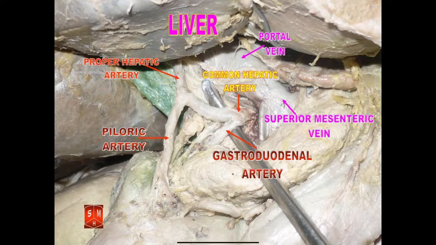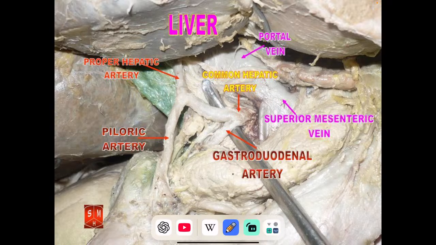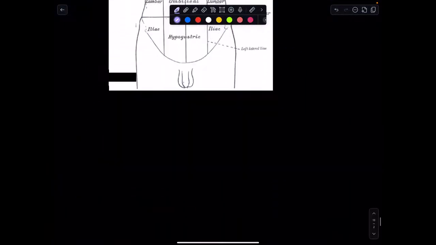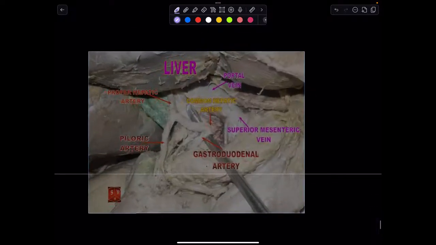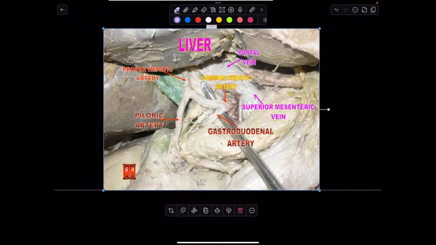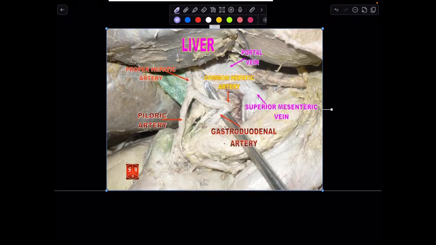So, wait. We have the superior mesenteric vein and the common hepatic artery and the portal vein and the proper hepatic artery and the pyloric artery and gastroduodenal artery. How do they connect? I'm so confused. No worries. The common hepatic artery branches into the proper hepatic artery, which supplies the liver, and the gastroduodenal artery, which supplies the stomach and duodenum. The portal vein is formed by the union of the superior mesenteric vein and the splenic vein, and it carries blood to the liver. Everything interconnects to ensure blood flows to and from the liver, stomach, and intestines.